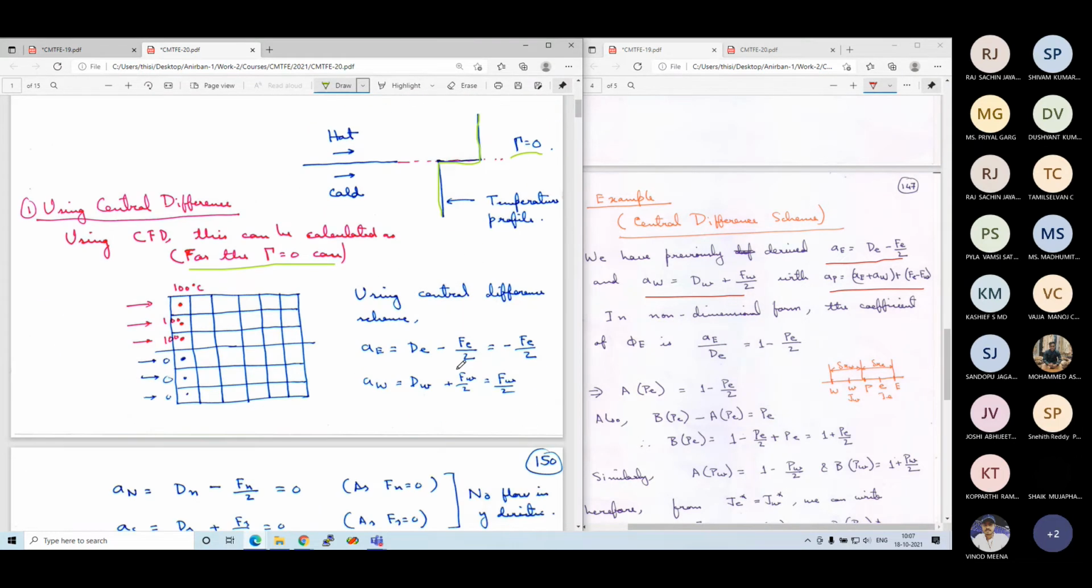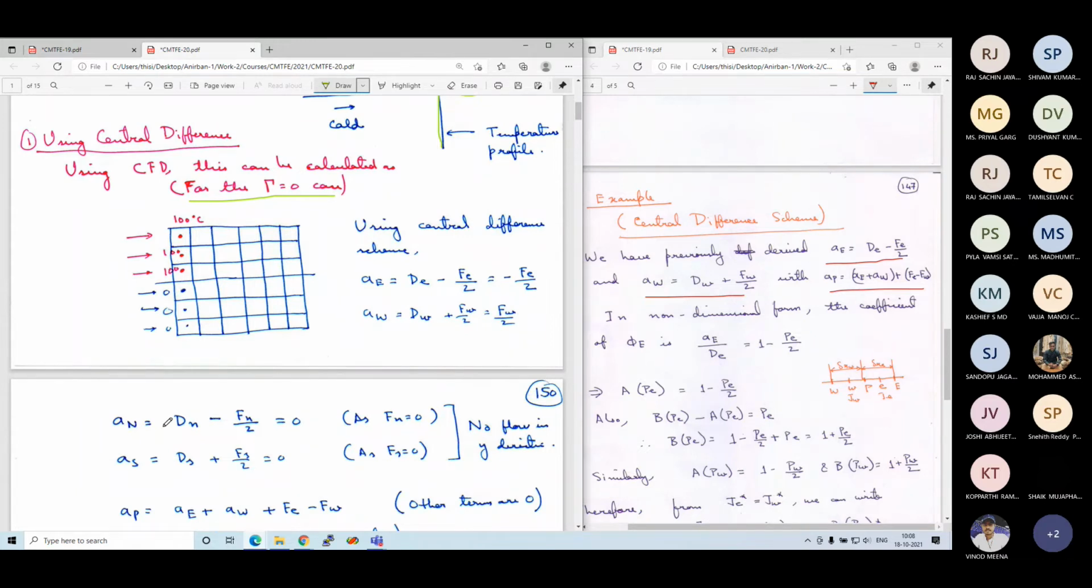Just a second. So again, if you go back to your notes, or if you remember them, AE is equal to DE minus Fe by 2 for the central difference scheme. So DE is 0 because gamma is 0, diffusivity is 0, so diffusion strength is 0. So AE is equal to minus Fe by 2. And AW is equal to DW plus FW by 2. So AW is equal to FW by 2.